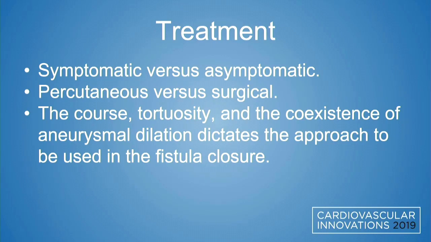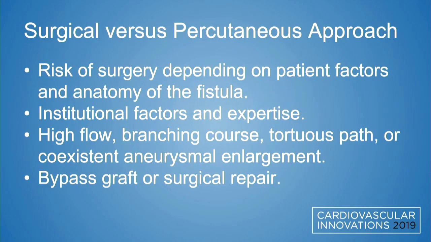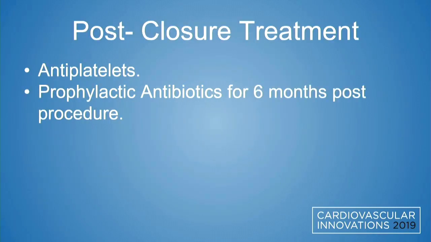The approach, percutaneous versus surgical, depends on whether the patient is symptomatic versus asymptomatic. If there is a high flow, tortuosity, branching, or coexistence of aneurysmal dilatation, all of this dictates the approach for fistula closure, and they will be in favor of surgery, especially if there is a need for cardiac surgery such as a valve replacement. Post-closure treatment includes antiplatelets and prophylactic antibiotic for 6 months post-procedure, especially if there is still flow.